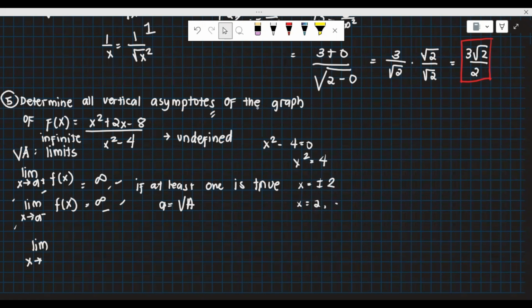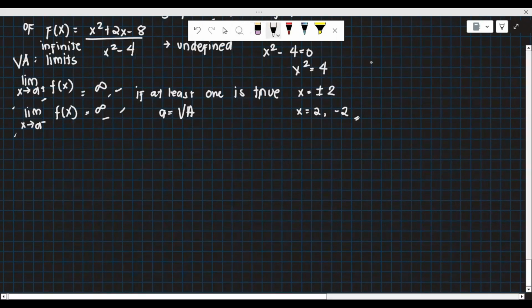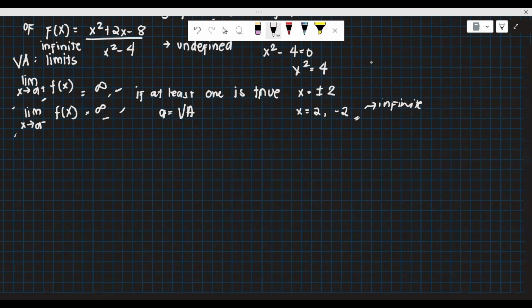But you might think this could be the answer already, but you still have to check. You still have to identify if these values would give you an infinite limit. So to find out, we're just going to solve for its limit. Again, since we're not graphing, you don't need to consider the one-sided limits. But if you have to graph, you have to calculate its one-sided limits to understand how the graph behaves in the different directions that x approaches. So let's start with positive 2. That would be the limit of x squared plus 2x minus 8 over x squared minus 4 as x approaches 2. So simply substitute this to the whole function.